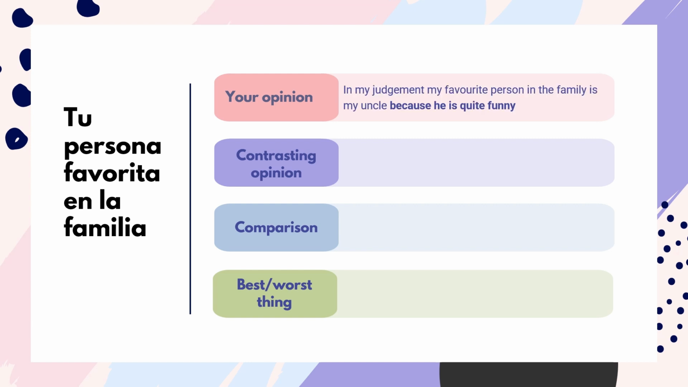So sentence 1. In my judgment, my favorite person in the family is my uncle because he is quite funny. Pause the video, write down your translation. Okay, so we should have, a mi juicio, mi persona favorita en la familia es mi tío porque es bastante gracioso.